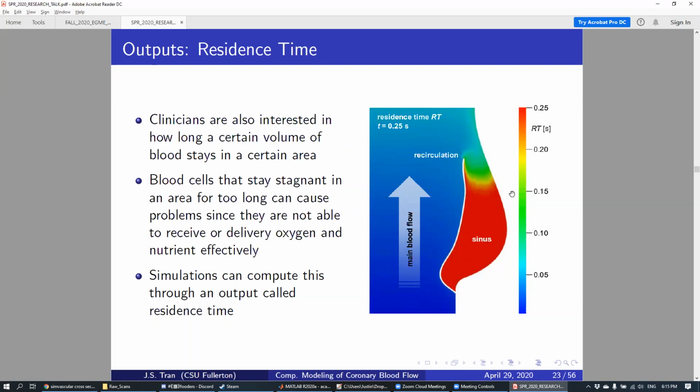And so one way that doctors can measure this is with residence time, okay? It's not the best indicator for blood clotting or coagulation, because coagulation is actually a very complicated process that follows its own set of equations. But residence time can be one indicator that tells doctors, maybe we need to look at this area because blood is staying stagnant in there for a really long time. Okay. And so, just like wall shear stress, simulations can compute this residence time really easily.